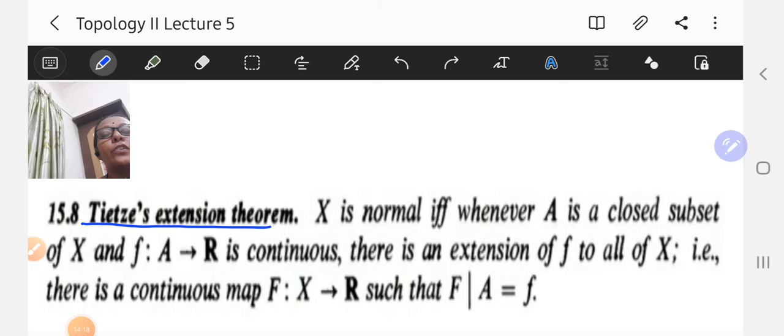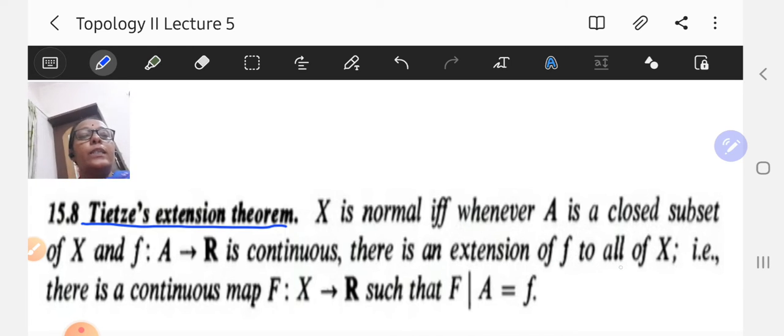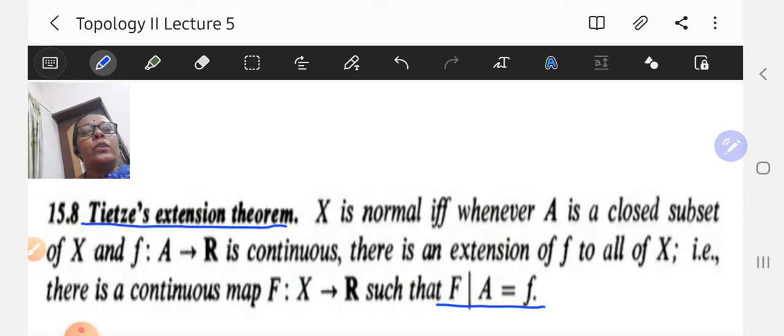Now Tietze's extension theorem, that is the last article of this unit. Tietze's extension theorem: X is normal if and only if, whenever A is a closed subset of X and f from A to R is continuous, then there is an extension of f to all of X, that is, there is a continuous map capital F from X to R such that F restricted to A equals f. This is Tietze's extension theorem.